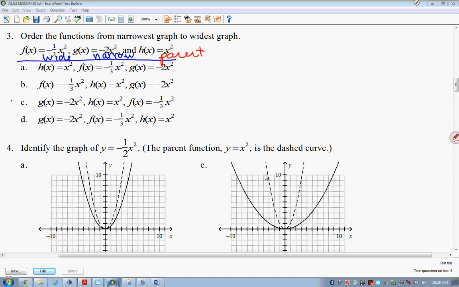Okay, so keep in mind that we want to look at from narrowest to widest. So we want our order to be, what, negative 2x squared first? Narrowest to widest, right? We want narrow, and then we're opening a little bit wider. What's the next widest? X squared, my parent function, and then wider yet is negative 1/3. So yeah, it should be C right here, correct? Okay. So this makes some sense to us.